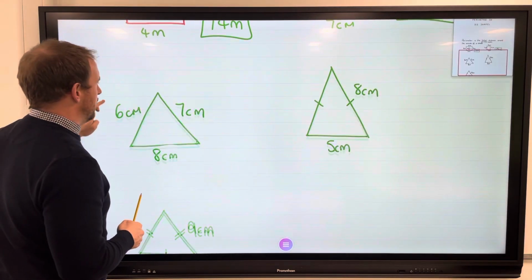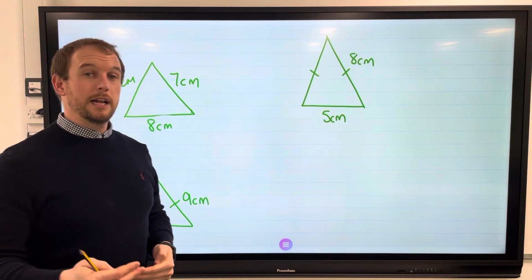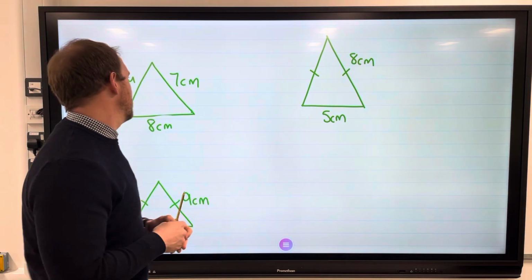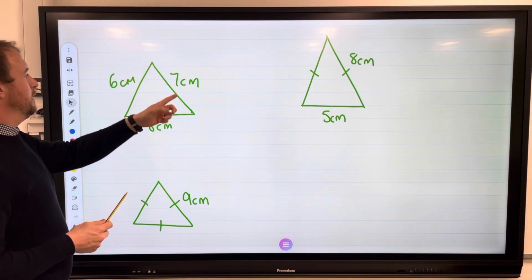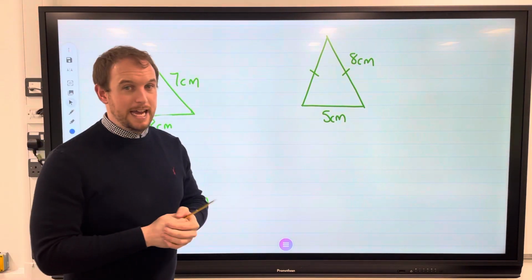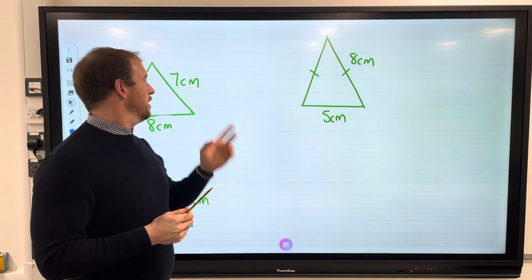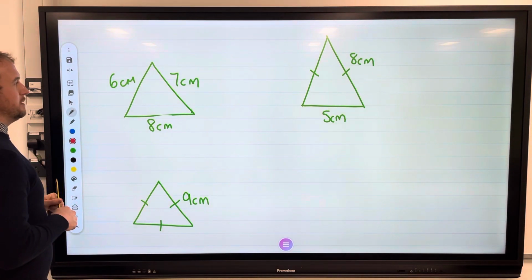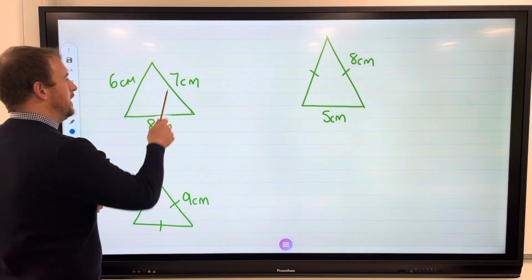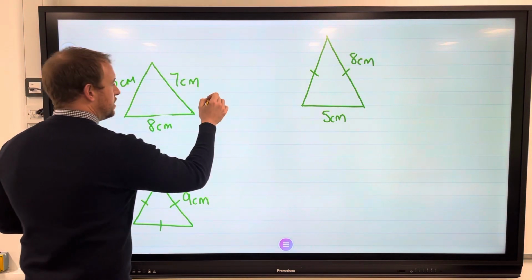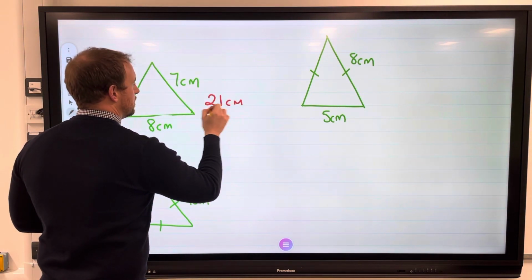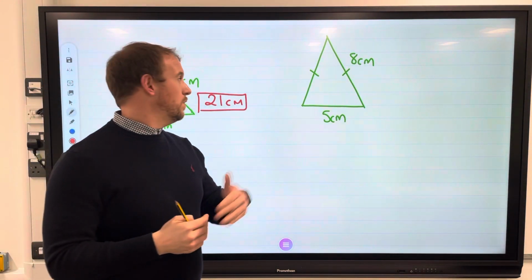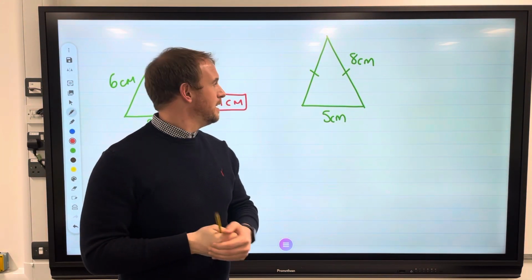Triangles then. Still the same thing, we're calculating the perimeter, which is the total distance around the outside. Here then I've got 3 different lengths. It is a scalene triangle, 3 separate lengths. So I now need to add them together. Well, 8 add 7 is 15, add the 6 is 21 centimeters. Nothing wrong with using the column method, or obviously just count it up in your head.